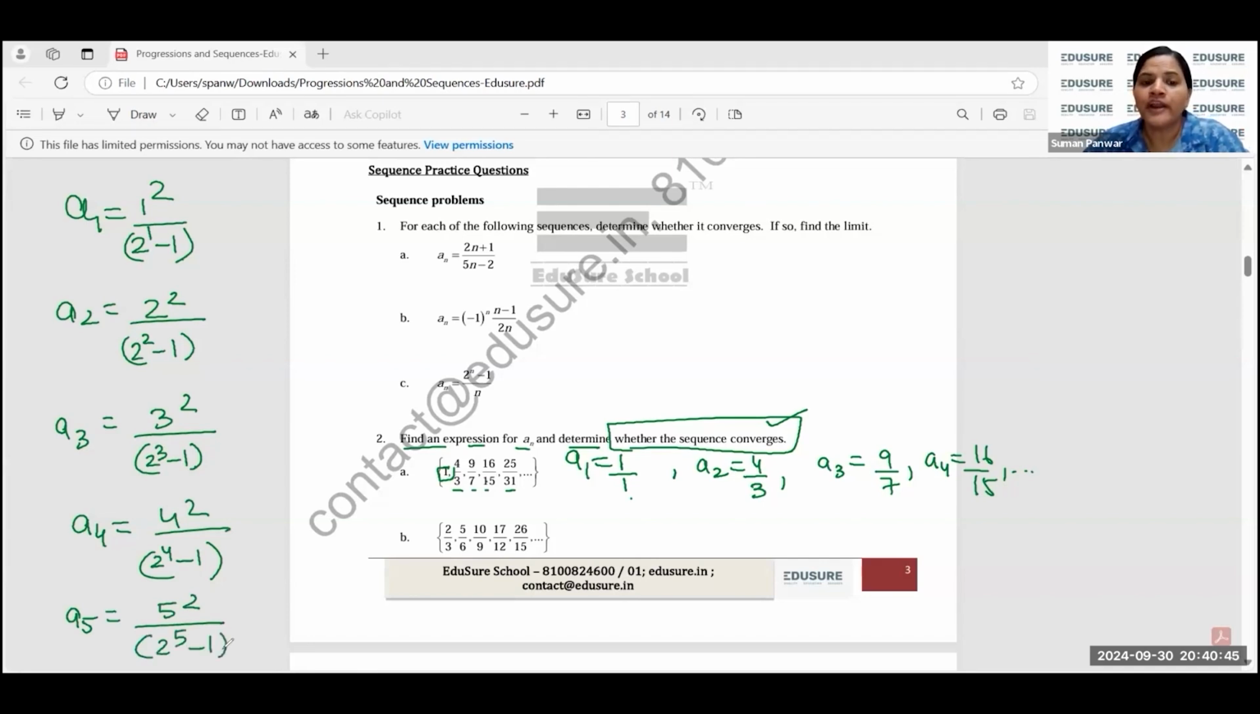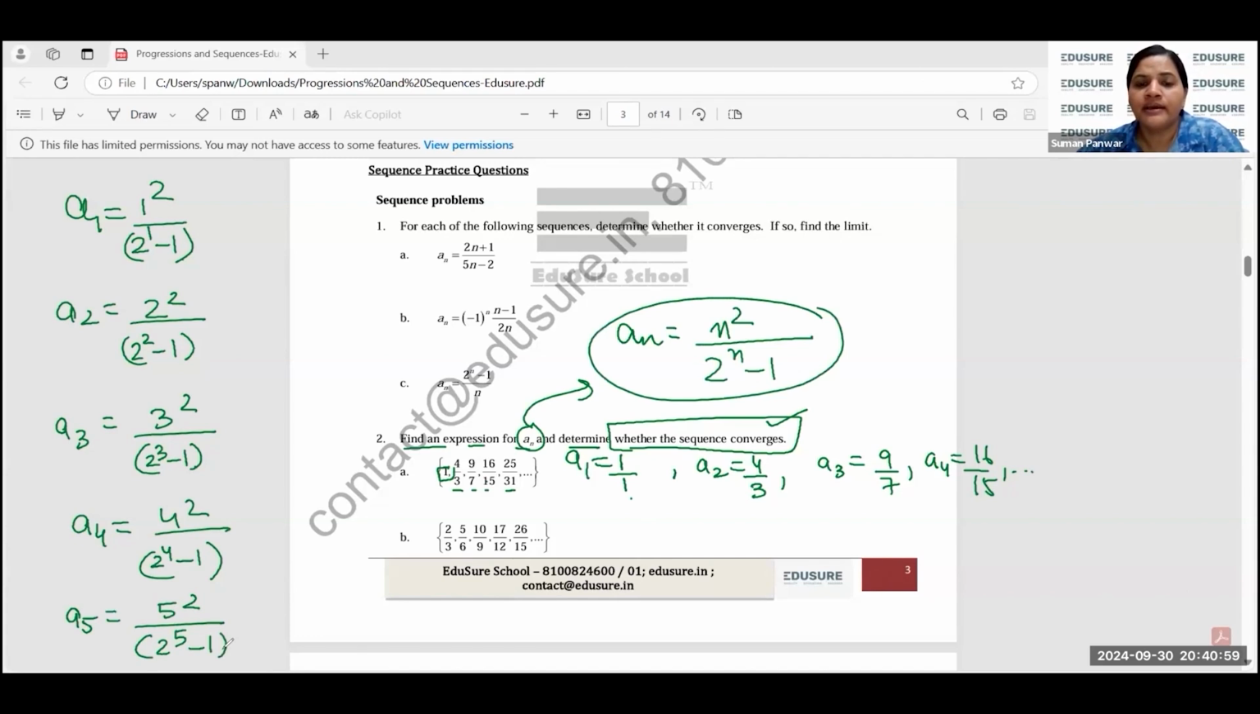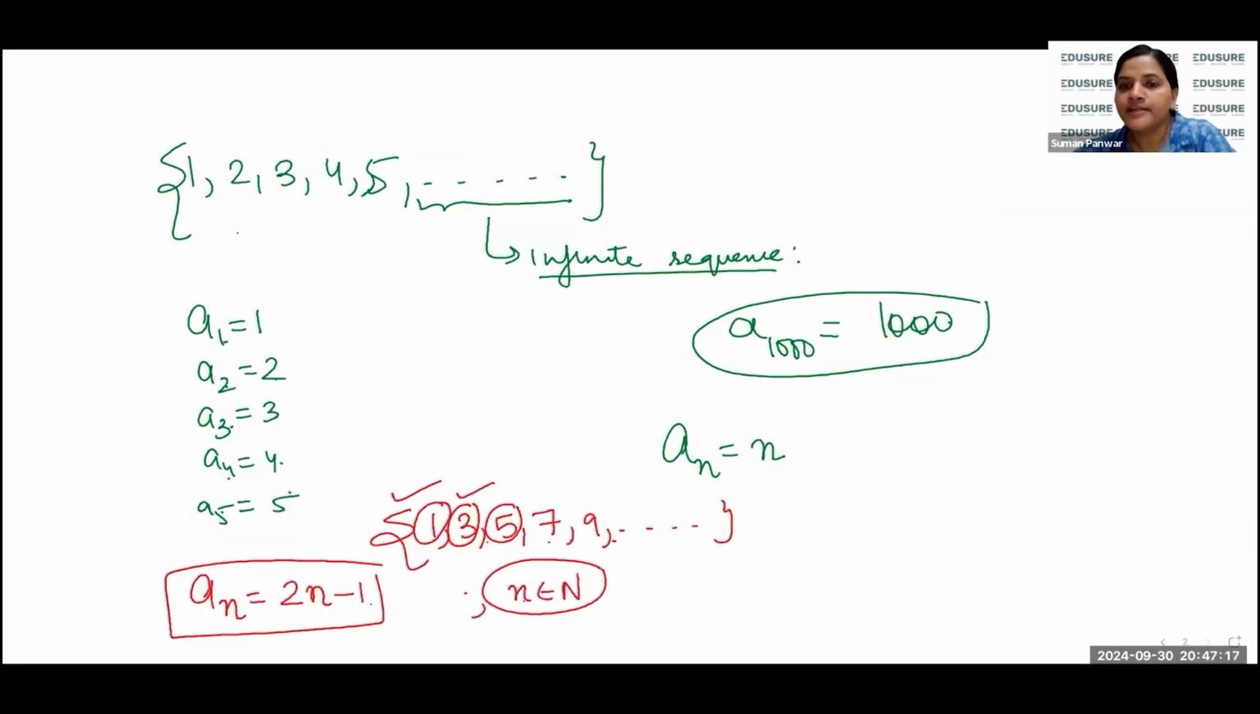So now try to find out a general term. The general term will look like n power 2 divided by 2 power n minus 1. Is it clear to everybody how we arrived at the general term? You have to observe. It will not come very easy, but with practice and observation, it will come. The first task was to identify the nth term of the sequence.